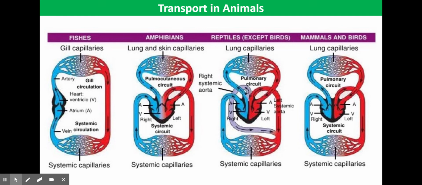The rate at which oxygen and nutrients are delivered to respiring tissues and carbon dioxide and urea are removed is therefore limited. Fish are not as metabolically active as mammals, as they do not need to maintain their body temperature. Therefore, they need less energy. Their single circulatory system delivers sufficient oxygen and nutrients for their needs.